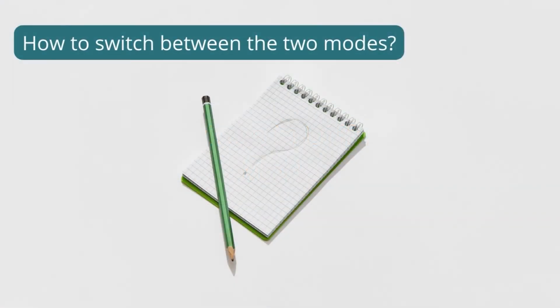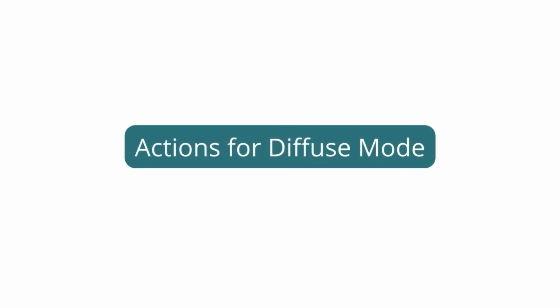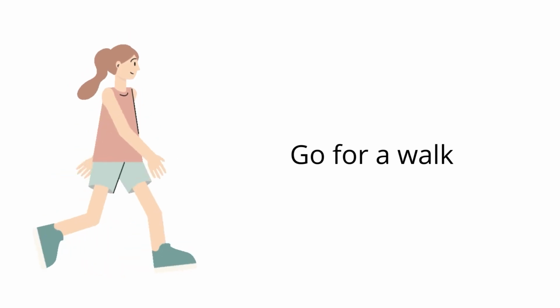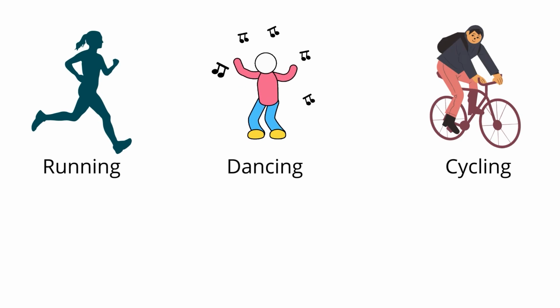The challenge remains how you are going to switch between these modes of thinking, right? I mean, just thinking is not going to do any good to your studies, but you must also take the actions as well, isn't it? So, while switching to the diffuse mode, the first thing you could do could be going for a walk or doing something athletic like running, dancing, cycling, etc.